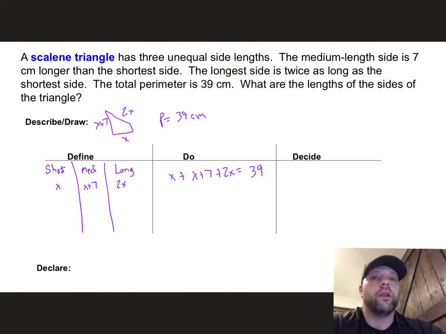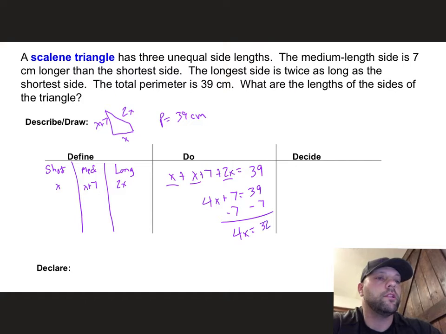Okay, so if you remember back in our previous units, we did combining like terms. So I'm going to combine my like terms here for 4x plus 7 is going to equal 39. Now remember when we were balancing out those algebra tile mats, what we do to one side, we must do to the other side. So to move these positive 7s over, I need to subtract. 4x is going to equal 32. Now divide by 4. x is going to equal 8. So my value for x is 8.